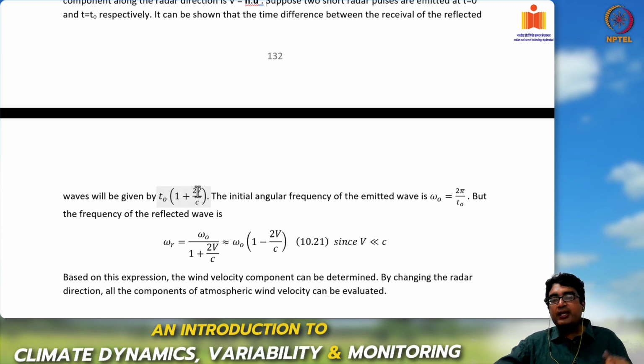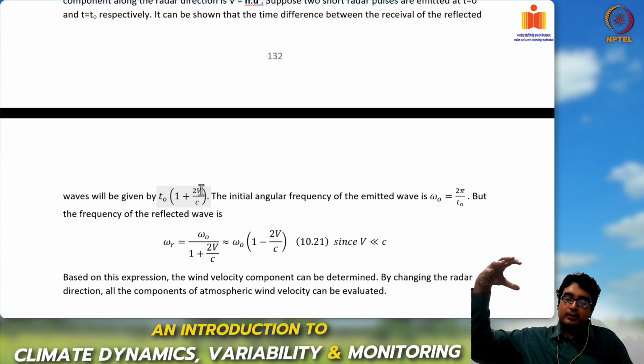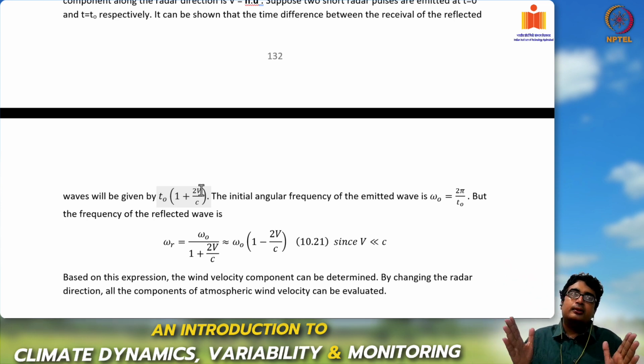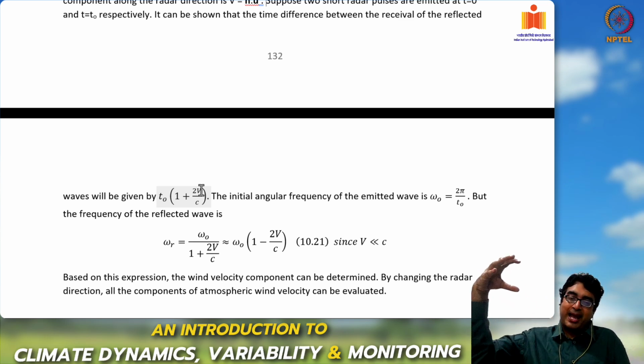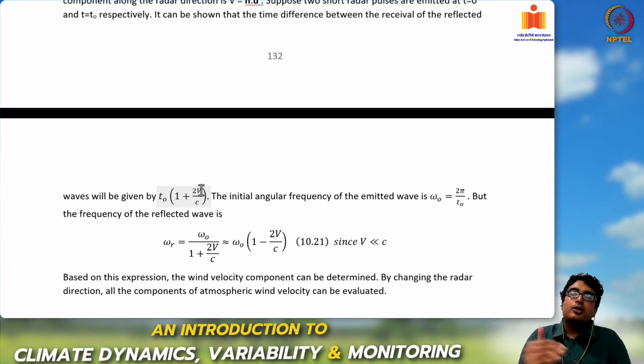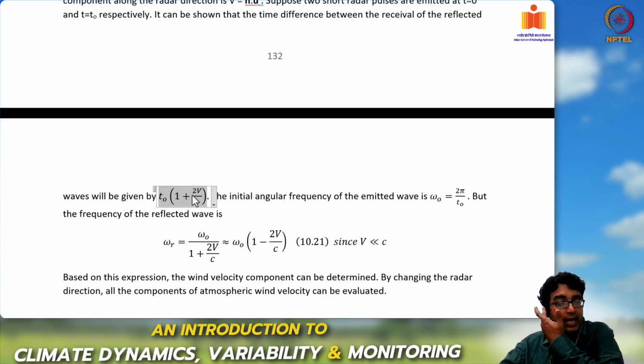So if v is positive, the turbulent patch is moving further away, so the time between the pulse receival will be greater than t0. If v is negative, the patch is moving towards the radar, so it will be 1 minus 2v by c, because v will be a negative value. So this is the total expression of the time between the received pulses.